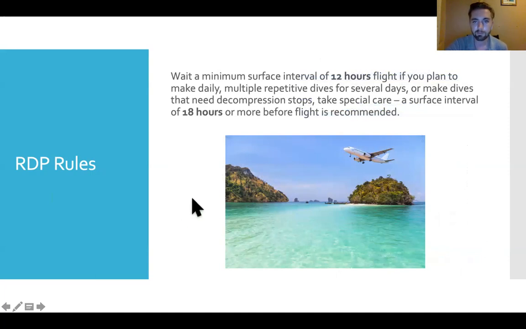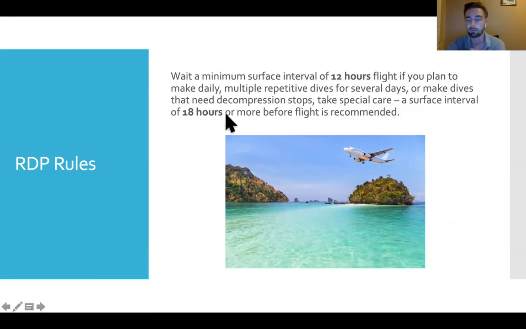And our last rule is the fly after diving rule of 12 hours if you've done a single dive, or 18 hours before flying if you've done multiple days of diving or multiple dives in a single day. Most dive computers nowadays will have an icon of a little airplane on them, letting you know if by their calculations it's safe for you to fly or not.